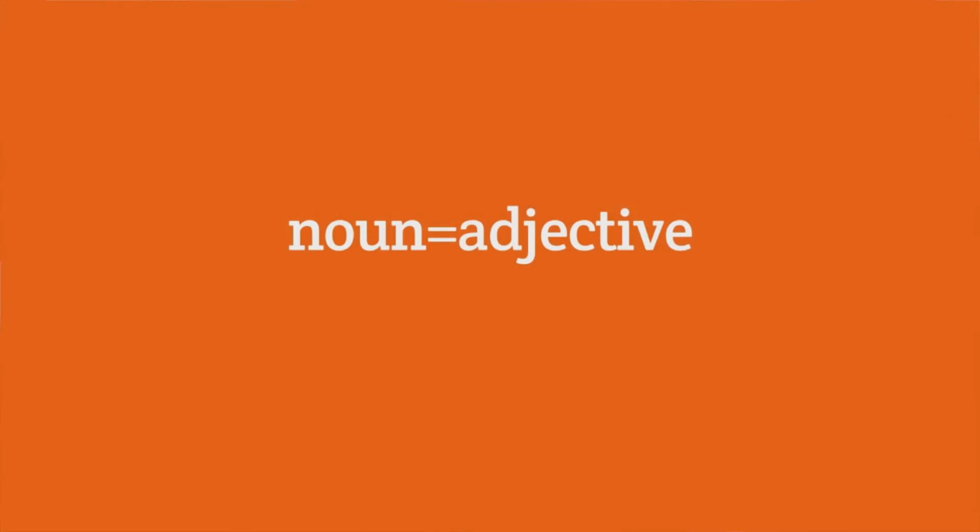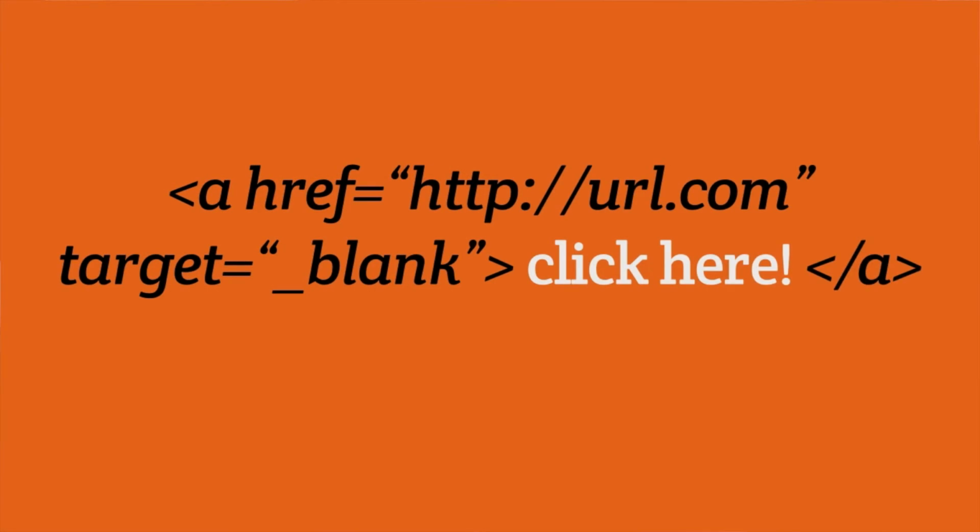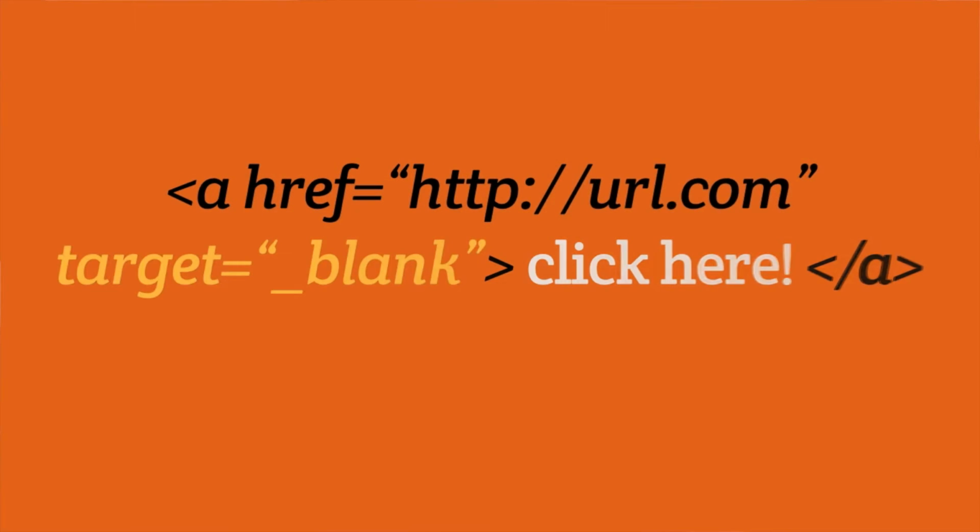Now, inside each tag, you can have lots of attributes. These are like phrases with both a noun and an adjective paired together. They give the browser additional information about that tag. So here's an example: href equals url.com, target equals blank, and then the link text, and then we close the a tag.